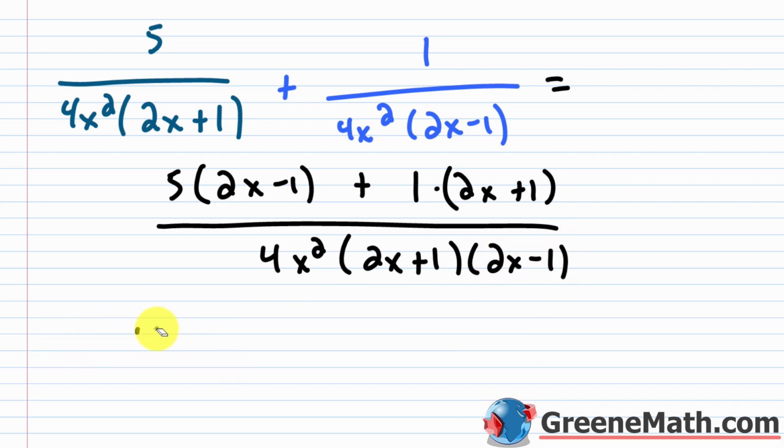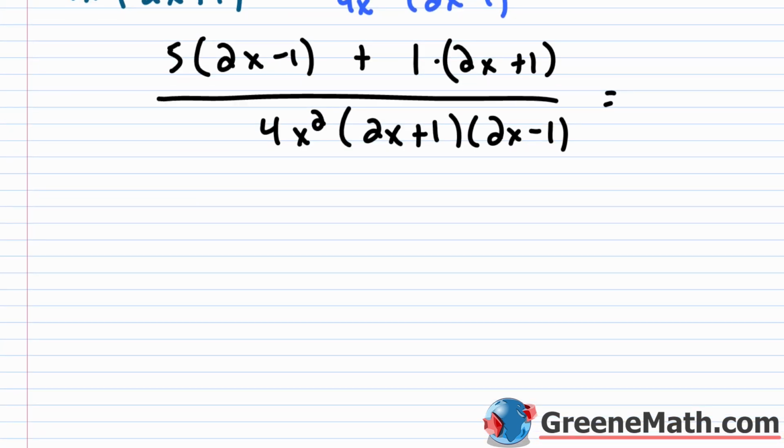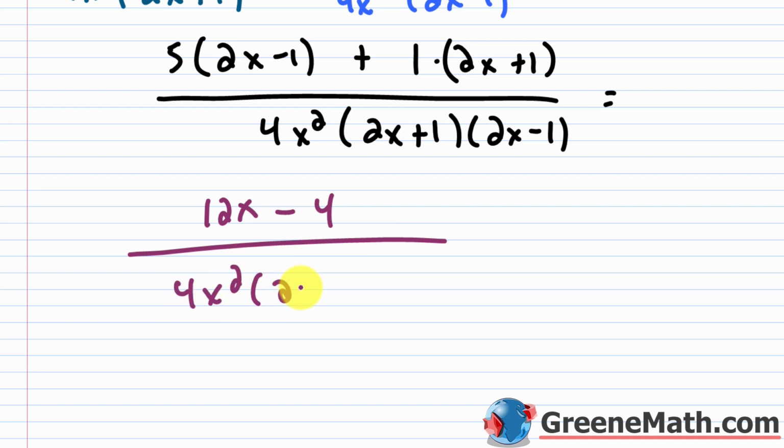So this is pretty easy now that we did it this way. If you didn't simplify that, it would be a very, very long process to get the same answer, but you could still do it. So we'd have 5 times 2x, that's 10x, and then minus 5 times 1 is 5, and then plus 1 times anything is itself, so it's 2x plus 1. Let's go ahead and simplify this. It would be 12x if I added 10x and 2x. And then negative 5 plus 1 is negative 4. So 12x minus 4 over the 4x squared times the quantity 2x plus 1 times the quantity 2x minus 1.